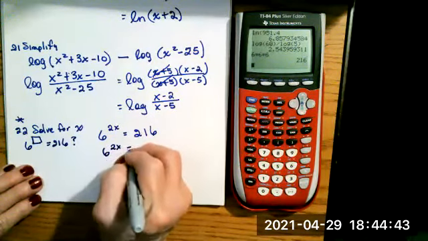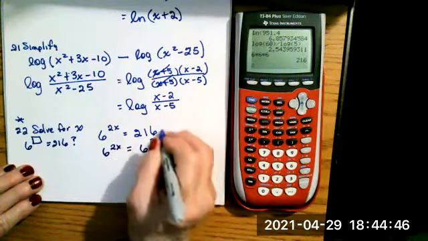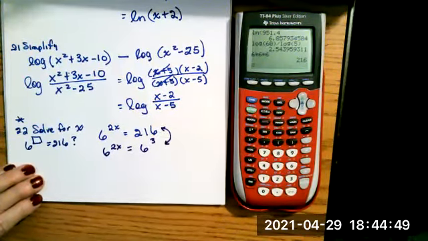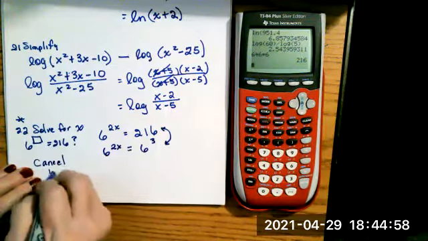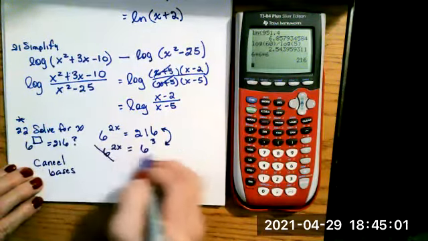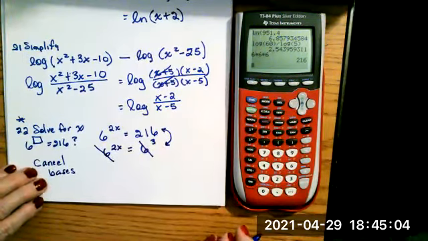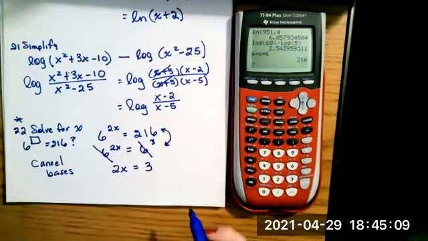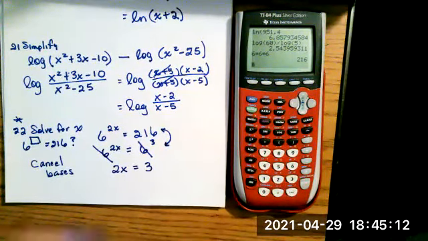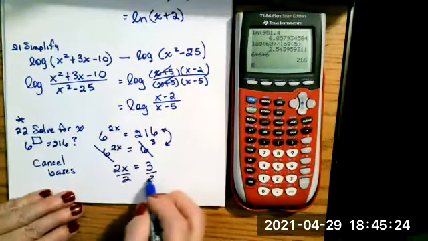So I would leave this side as 6 to the 2x and change this 216 to 6 to the third so that it has the same base. Now, once it has the same base, you can cancel the bases. So cancel out those 6s once they get to be the same base and set your exponents equal. 2x equals 3. And then divide both sides by 2. And you get x equals 3/2.